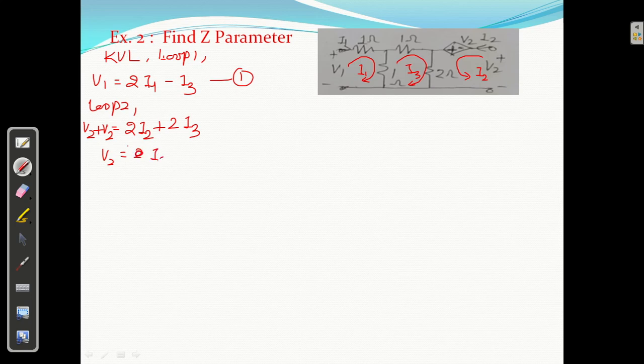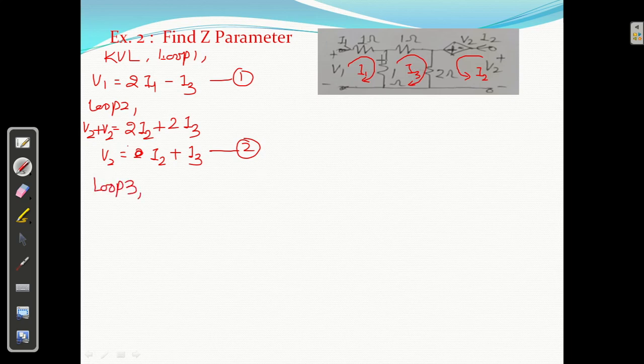Sorry, I2 आ जाएगा. 2 divide हो जाएगा plus I3. V2 equal to. This is equation number 2. Okay. So I got equation number 2. Okay. Now loop 3.